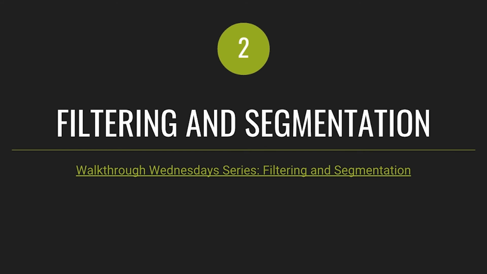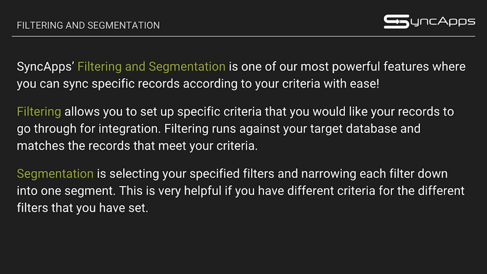Secondly, we have had the filtering and segmentation feature. SyncApps filtering and segmentation is actually one of our most powerful features, where you can sync specific records according to your criteria with ease. Filtering allows you to set up specific criteria that you would like your records to go through for integration. Filtering runs against your target database and matches the records that meet your criteria.